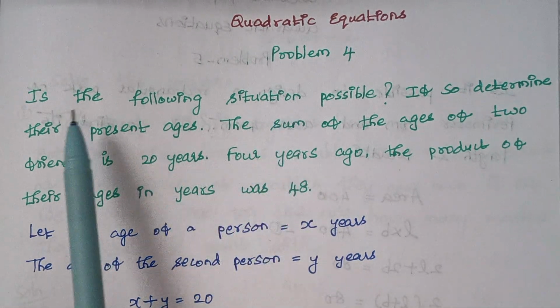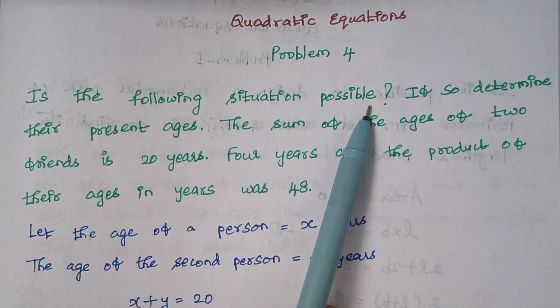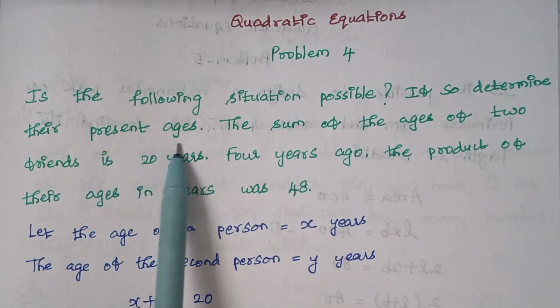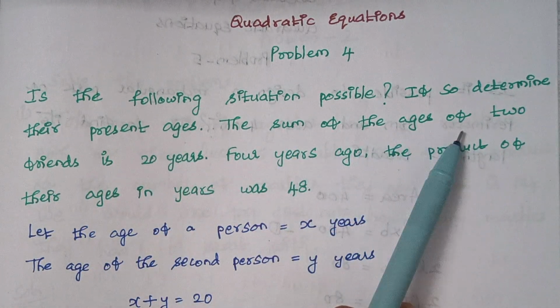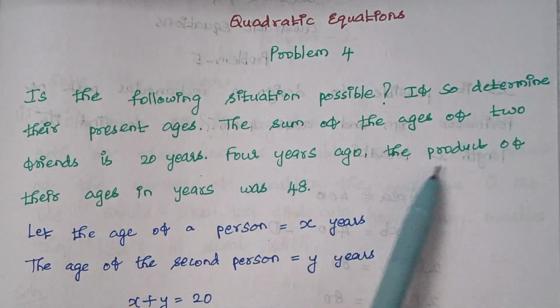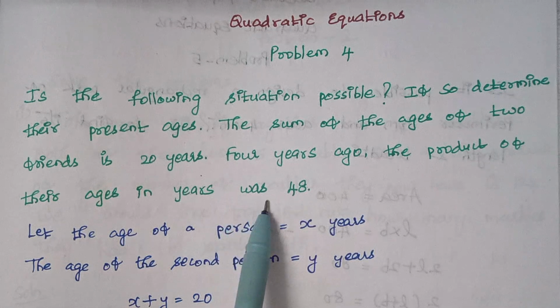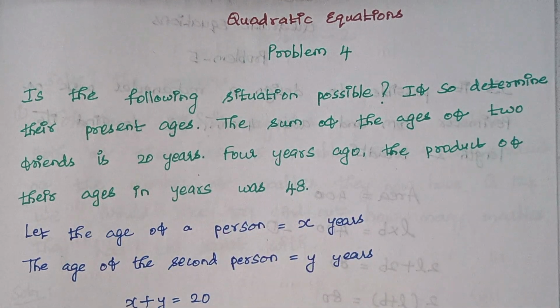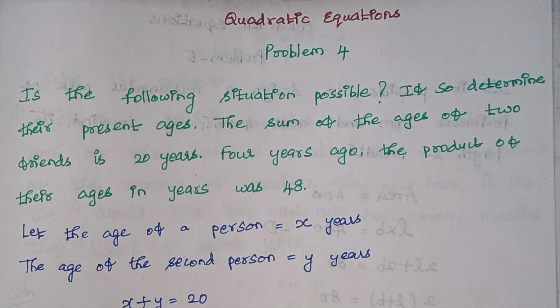The problem is: is the following situation possible? If so, determine their present ages. The sum of the ages of two friends is 20 years. 4 years ago, the product of their ages in years was 48. So here again, we are dealing with ages, right?